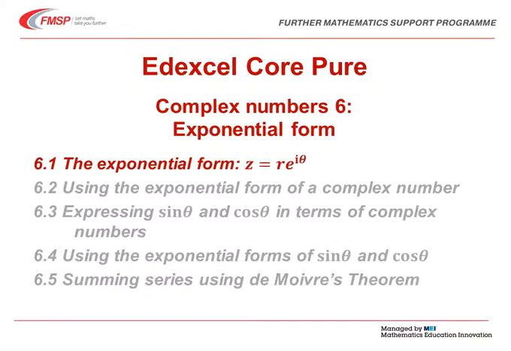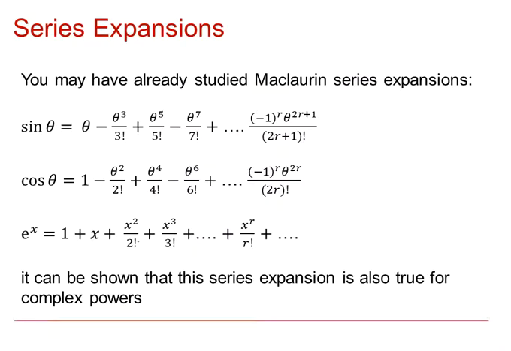Edexcel Core Pure, complex number 6, the exponential form. The exponential form z equals re to the i theta. You may have already met the Maclaurin series expansion for sine theta, cos theta, e to the x.